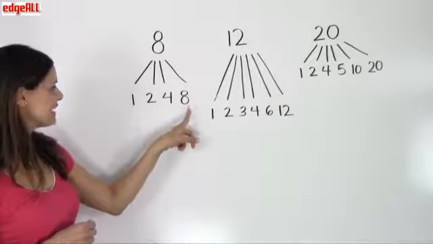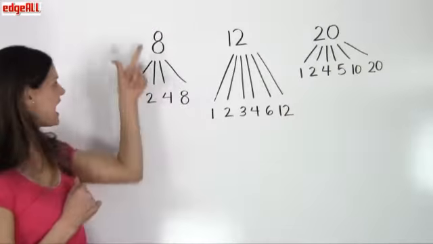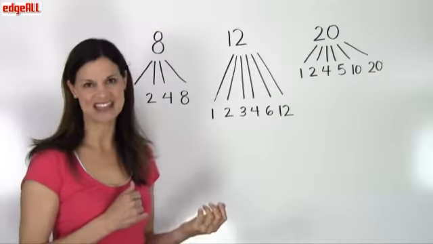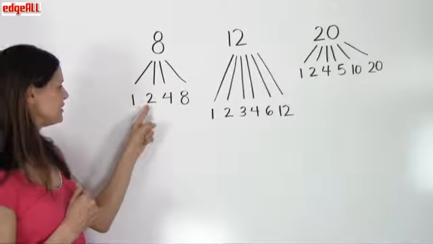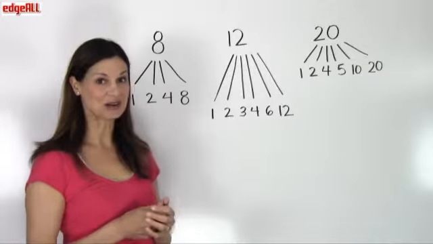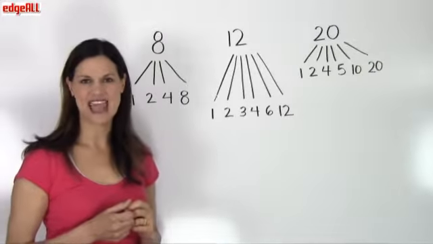So 8 divided by 8 equals 1. It divides evenly. 8 divided by 4 equals 2. It divides evenly. 8 divided by 2 equals 4. Divides evenly with no remainder, all whole numbers, and 8 divided by 1 equals 8.